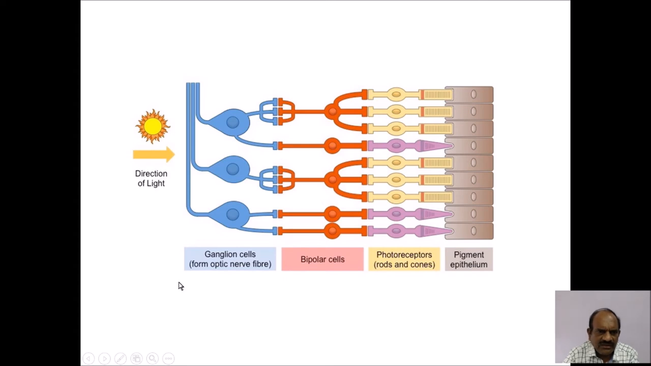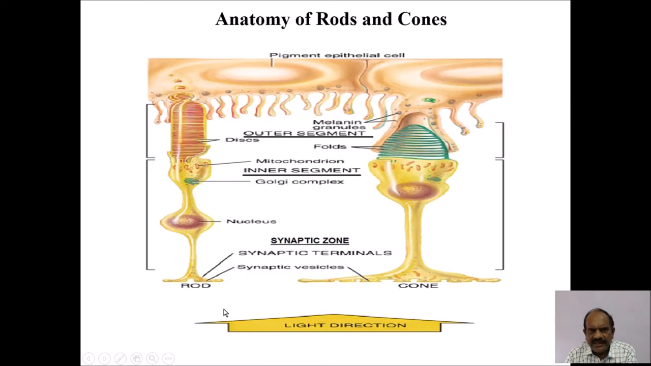And it shows here the ganglionic cells, which form the optic nerve fiber, and it shows the direction of light. Then it shows the two structures, what we call the cones and the rods. Now we will see this in detail later.